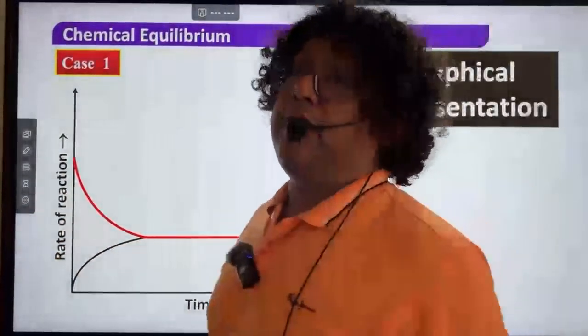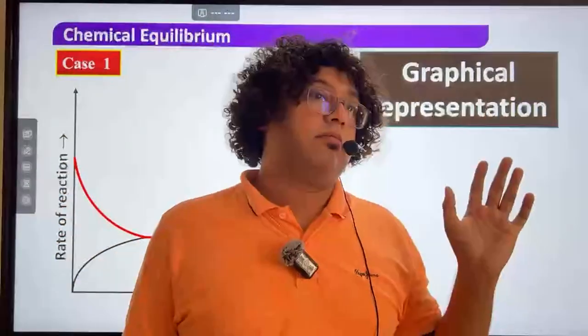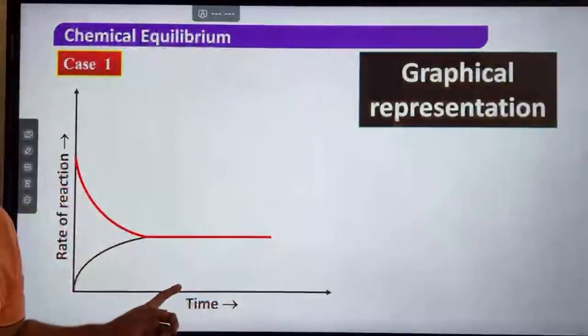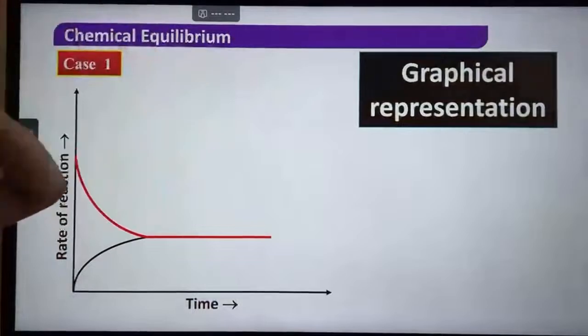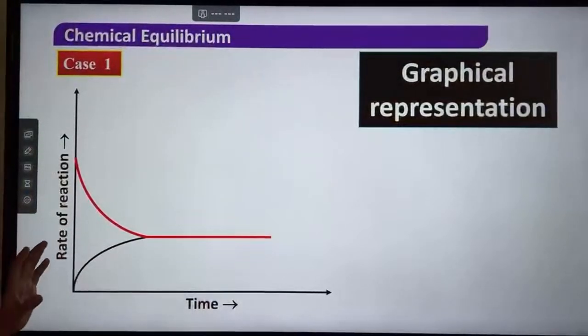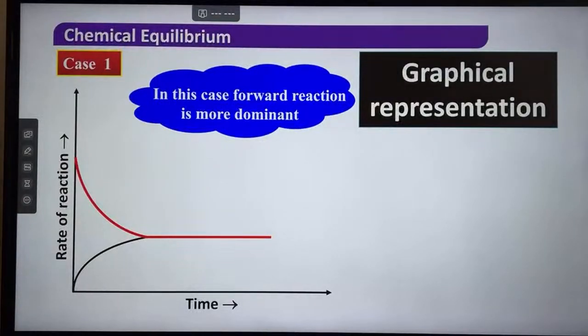So again, one more point to be highlighted. Equilibrium does not mean that the concentration of reactants and concentration of products will be equal. This graph suggests that point. Equilibrium does not mean that the concentration of reactants becomes equal to the concentration of products. The rate has to become equal. Perfect? So this is case 1. Just write down case 1, forward reaction more dominant. Product greater than reactant.